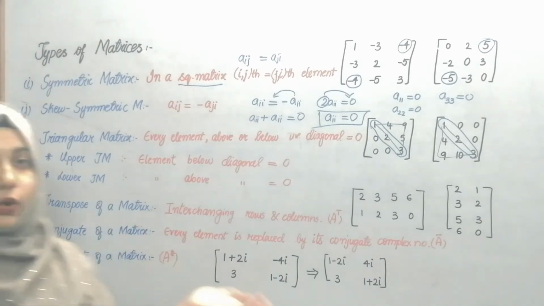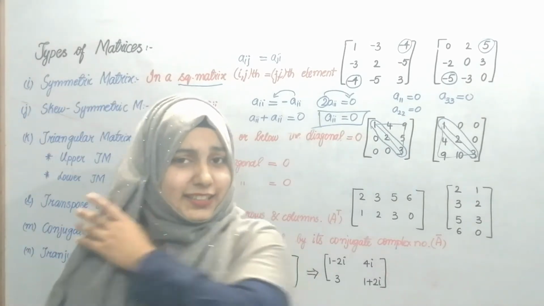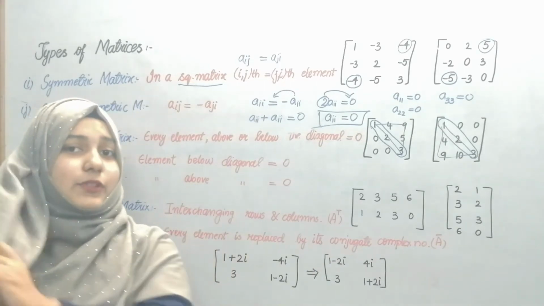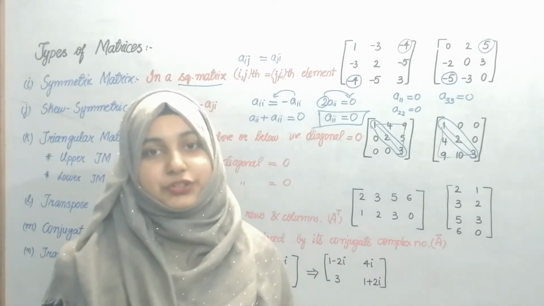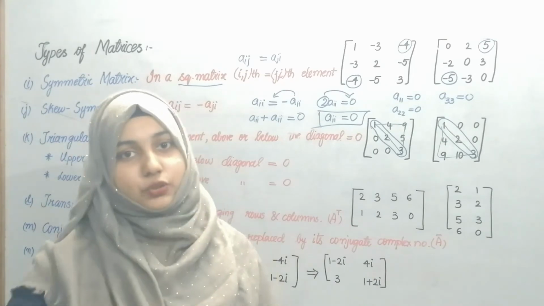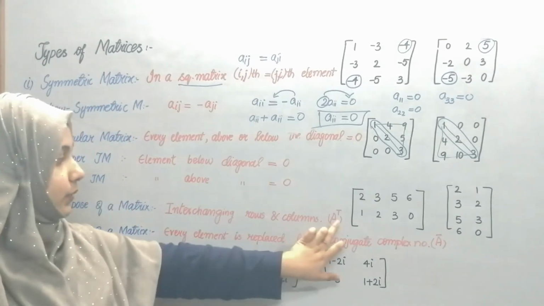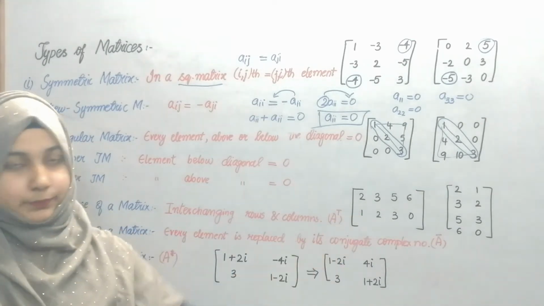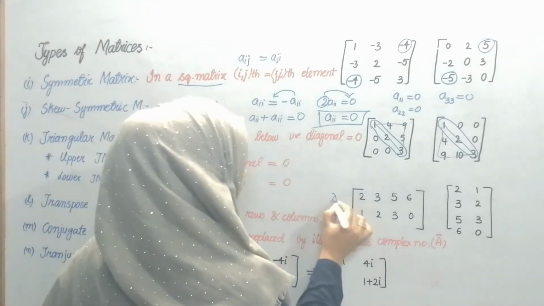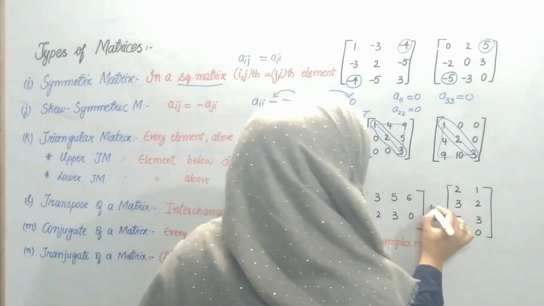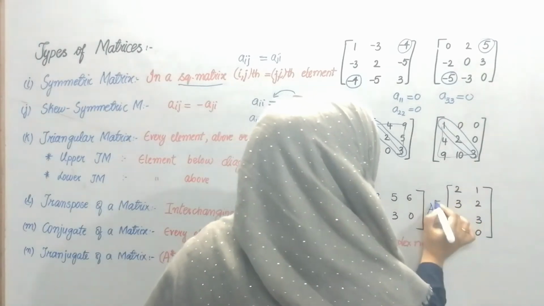Next. Transpose of a matrix. We all know this. We have studied this in our 9th-10th standards. Transpose of a matrix means interchanging the rows and columns. The rows will be changed to columns and the columns will be changed to rows. It is denoted with A power T. Suppose my matrix is A, then the transpose of that matrix will be A power T.